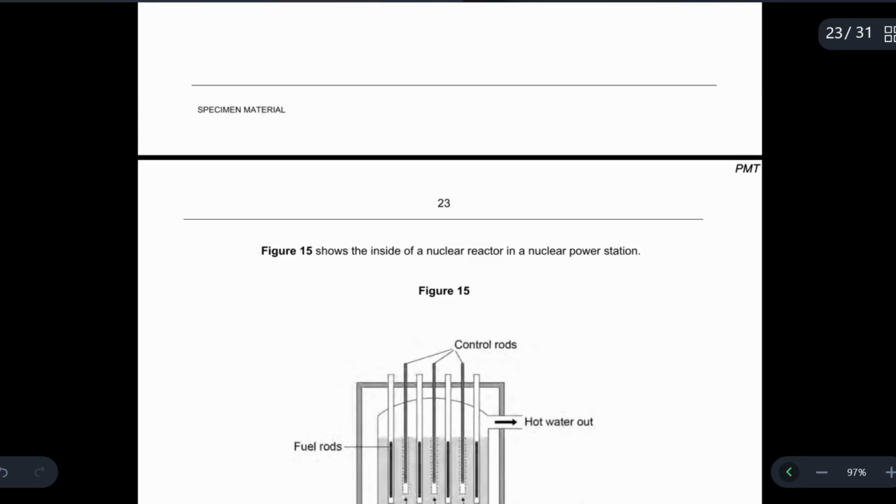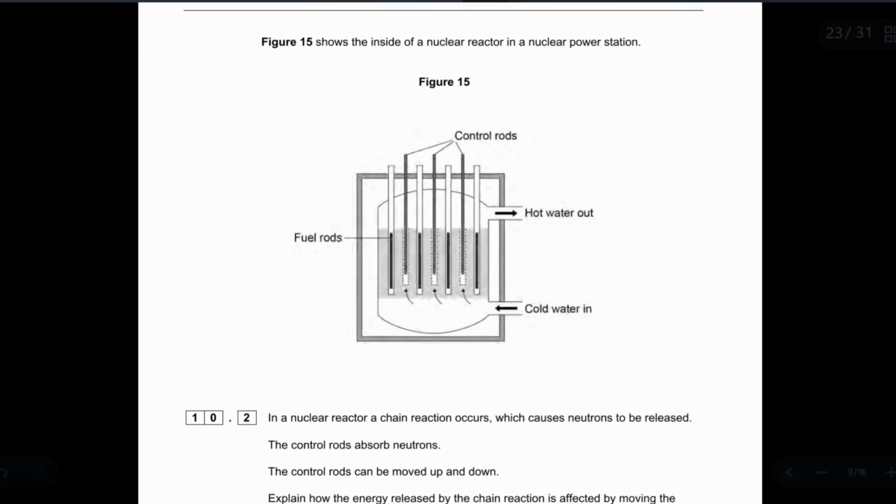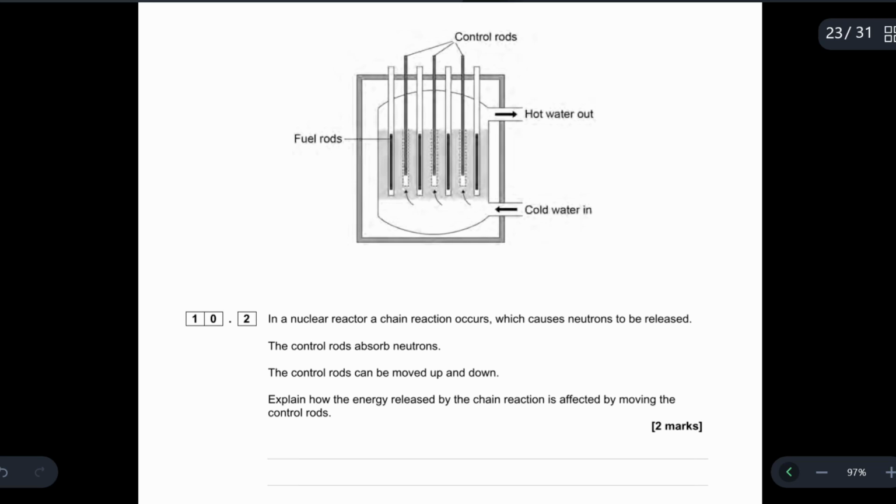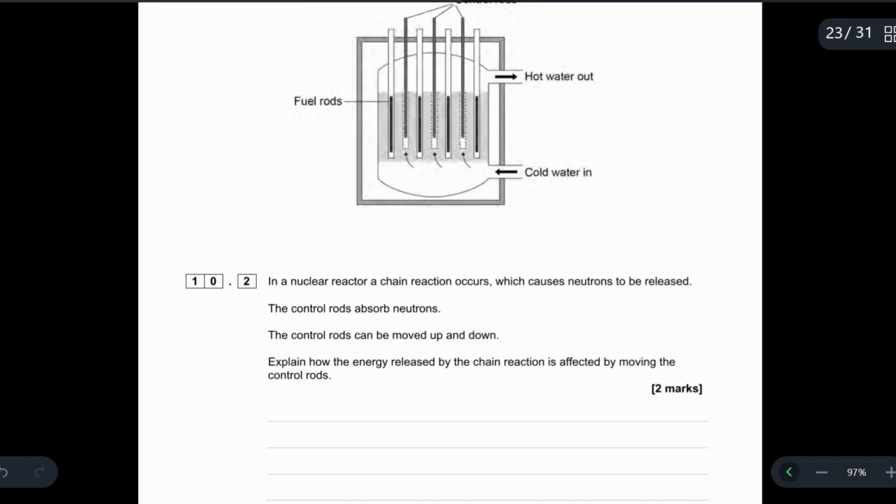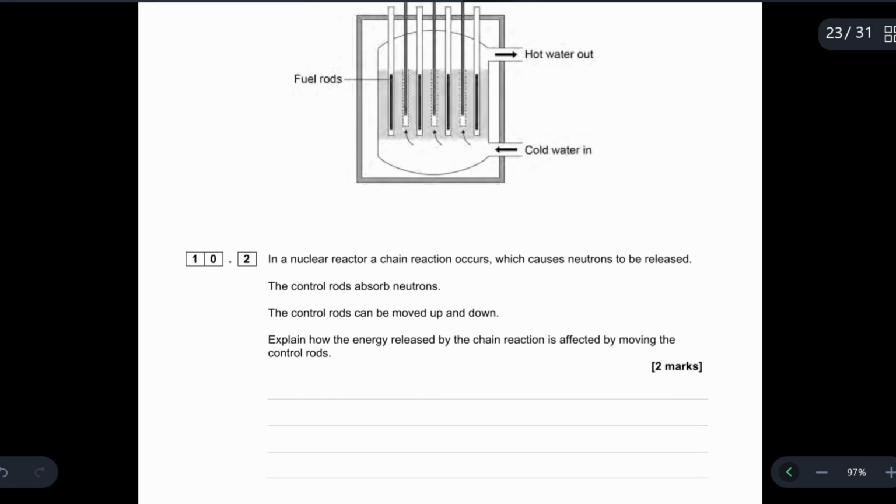Okay. Figure 15 shows the inside of a nuclear reactor in a nuclear power station. In a nuclear reactor, a chain reaction occurs which causes neutrons to be released. The control rod absorbs neutrons. The control rod can be moved up and down. Explain how the energy released by the chain reaction is affected by moving the control rods. So essentially, you need to explain when we lower the control rods, what actually happens.